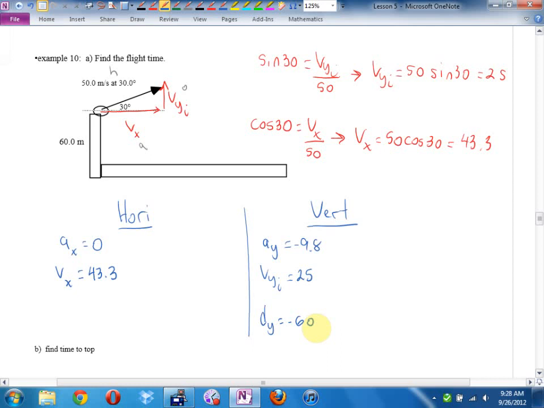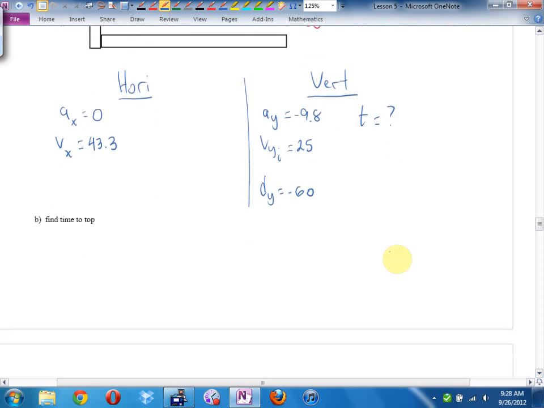Which column do I have three things in? Vertical. How am I going to solve for time? Vertically. In fact, I'm going to write t equals question mark. By the way, finding the time to the top is pretty easy. We're going to be using about this much room to do the vertical one, and we only need a little bit of room to find the time to the top. I need an equation that has a, v, d, and t in it. Which one? d equals vi t plus a half a t squared.